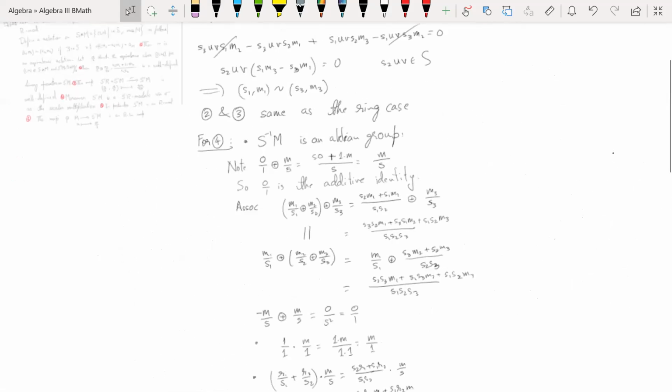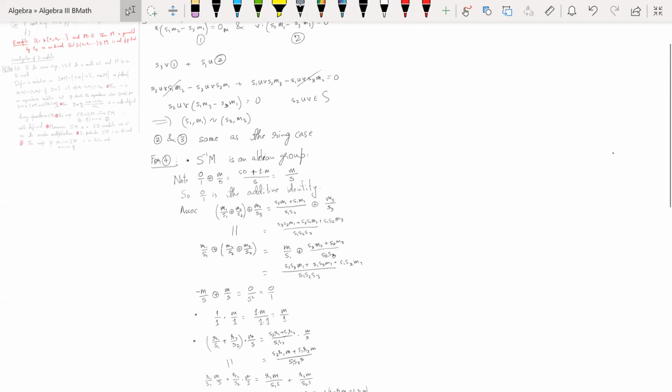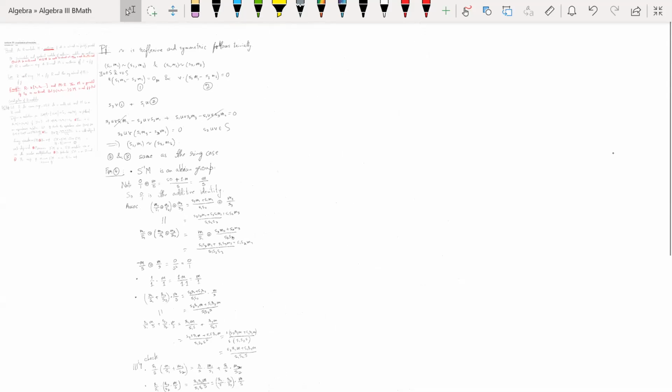Okay, and then what was number 5? Is an S inverse R. So in particular, S inverse R is an R module. S inverse M is also an R module.